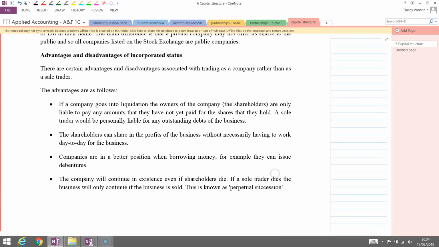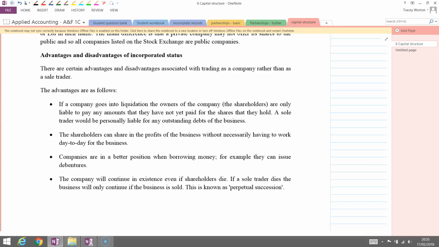So looking at the advantages and disadvantages of incorporated status. The advantages: if the company goes into liquidation, the owners of the company, i.e. the shareholders, are only liable to pay any amounts that have not yet been paid for the shares that they hold. A sole trader would be personally liable for any outstanding debts of the business.